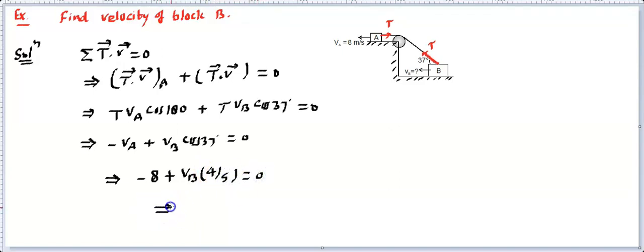So from here we can find the velocity of block B as 8 into 5 by 4. So that becomes 10 meter per second. And direction is obviously, if it is not lifting, it has to move in the horizontal direction. So that's your answer. You can also try this by using another method.